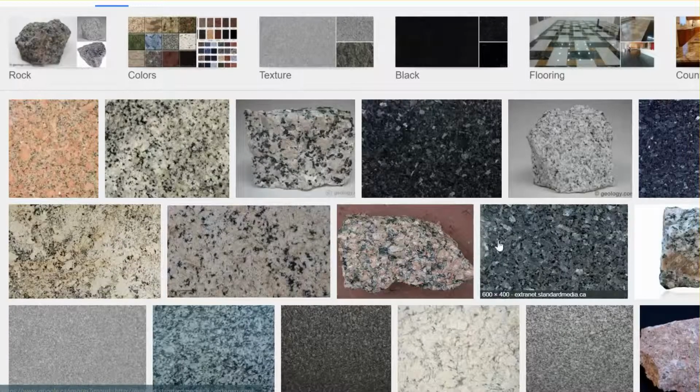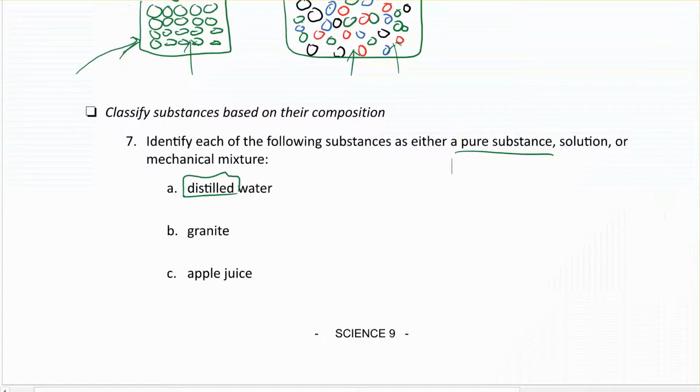Made up of a few different types of rocks, right? So this is what we call a mechanical mixture. So mechanical mixture for B, apple juice would be a solution.